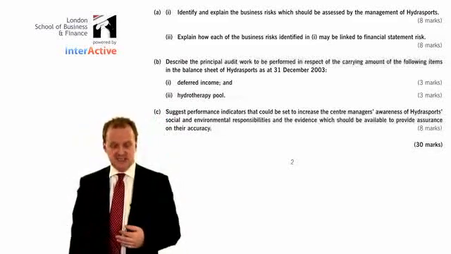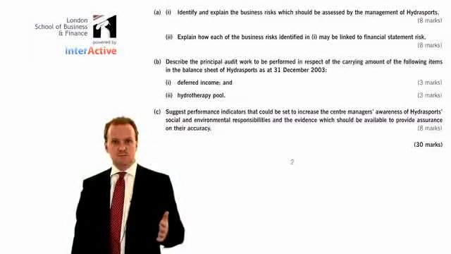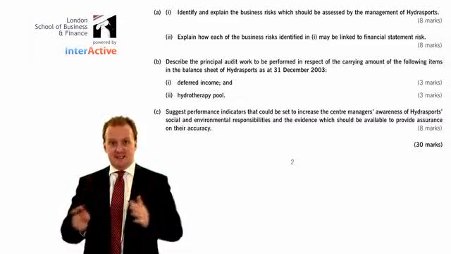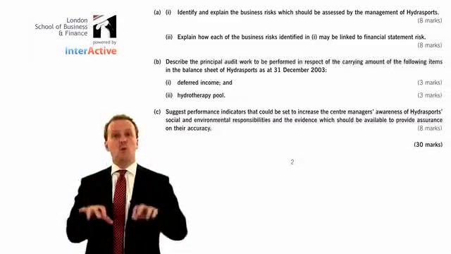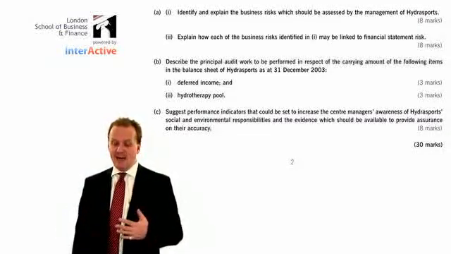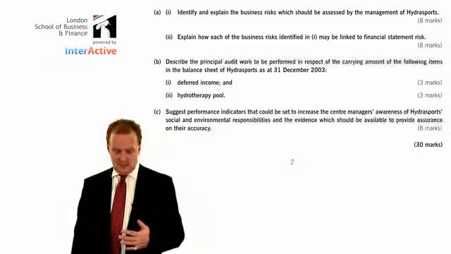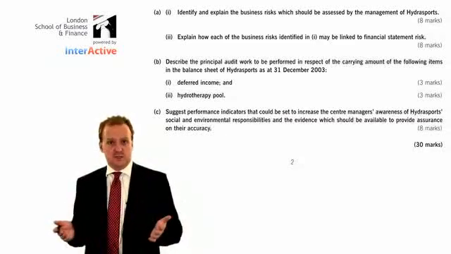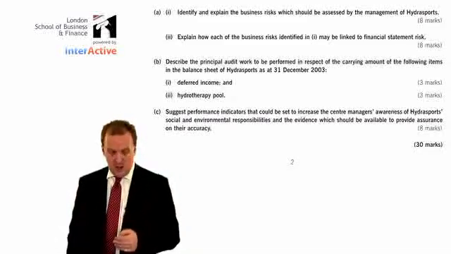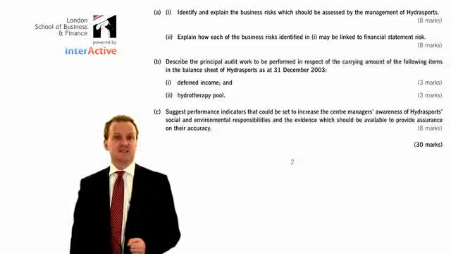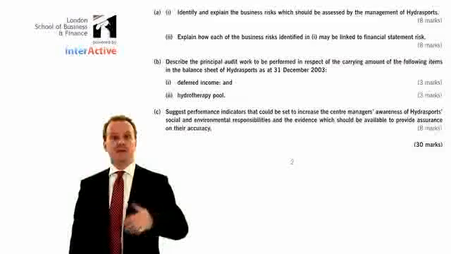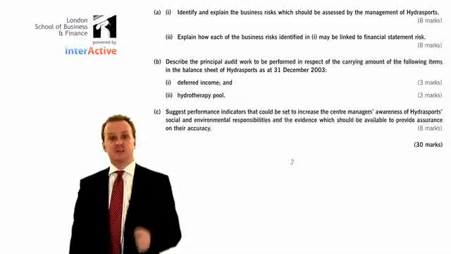Part B then says, describe the principal audit work. So just as we saw in the audit risk question, we're then taken on to look at the actual audit work we propose should be done. To be performed in respect of the carrying amount of the following items in the balance sheet, which of course, if you're doing international stream now, would be the statement of financial position of Hydrosports as at the 31st of December 2003.